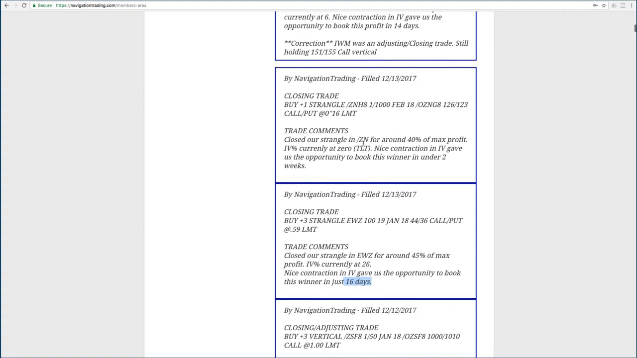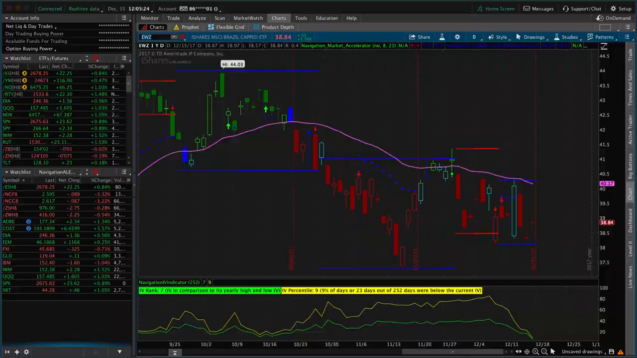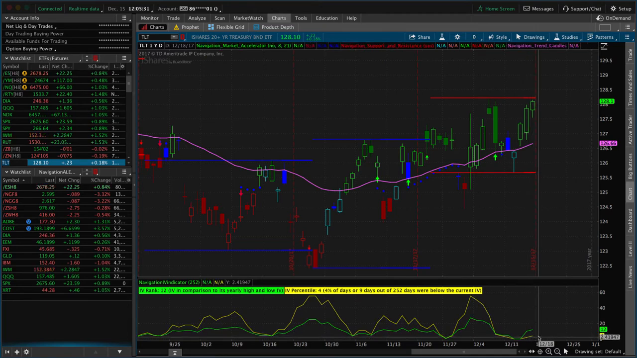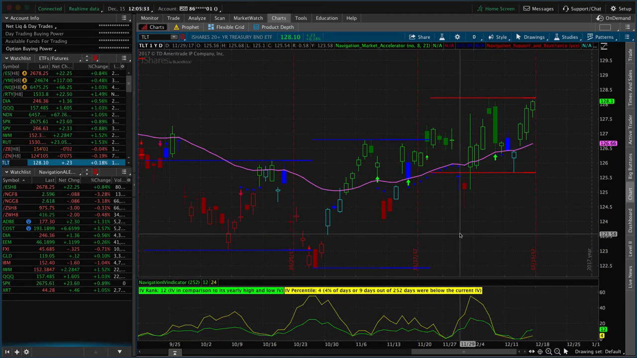So next trade was a closing trade in forward slash ZN, which is the 10-year note. Implied volatility contracted down to zero in TLT, which is the corresponding ETF that we use, and we booked a nice profit there of 40% of max profit. If we take a look at TLT now, implied volatility is still very low, IV percentile of 4, IV rank of 12. So we got out of that at a good time as well.